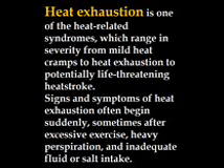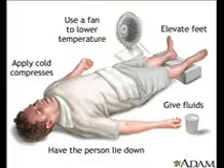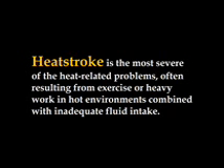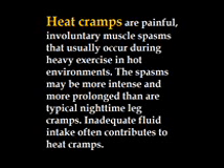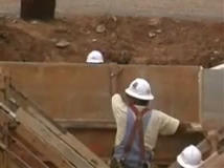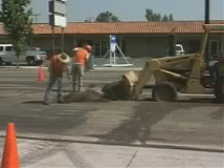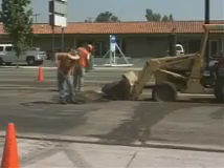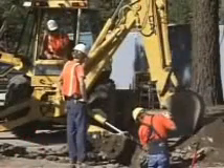Heat-related illnesses. Heat exhaustion is one of the heat-related syndromes which range in severity from mild heat cramps to heat exhaustion to potentially life-threatening heat strokes. Heat cramps are painful, involuntary muscle spasms that usually occur during heavy exercise in hot environments. Heat stroke is the most severe of the heat-related problems, often resulting from exercise or heavy work in hot environments combined with inadequate fluid intake.